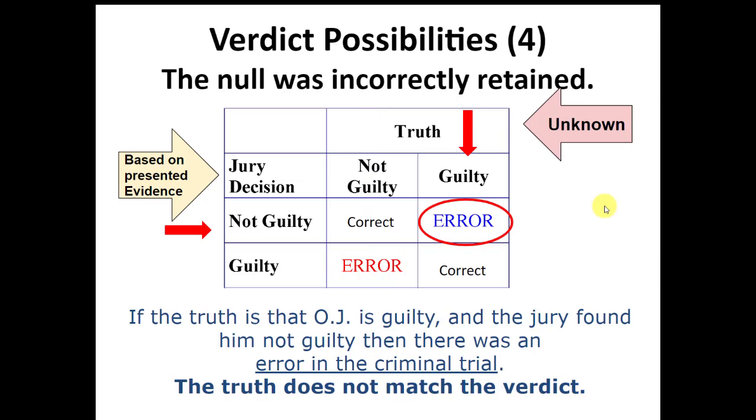The last possibility is that the truth is that OJ was guilty, and the jury decided that there was not enough evidence, and they found him not guilty. If this was the case, then the error was committed in the criminal trial because the truth did not match the verdict. In this situation, the null was incorrectly retained. So they should have rejected the null, but they did not. In other words, a guilty person was found not guilty, which is an error.